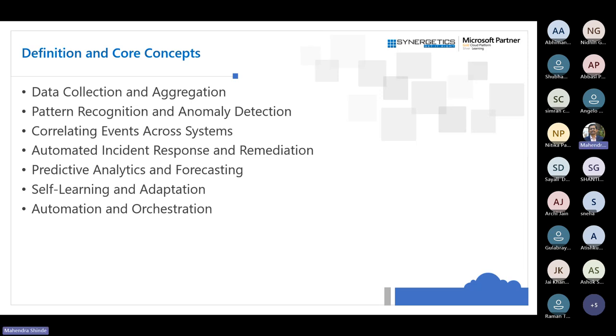Automated response and remediation. Do not wait for human intervention. Next is predictive analysis and forecasting. What is predictive analysis? Learning from past data, do a prediction. How you are going to carry this out further, or how smoothly your operation is going to run in future, based on past data.